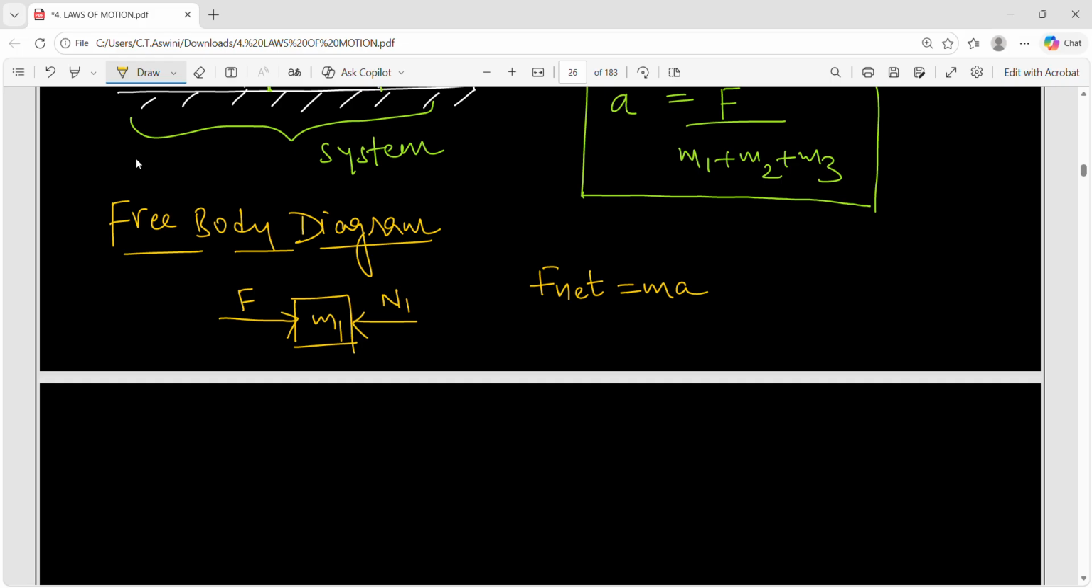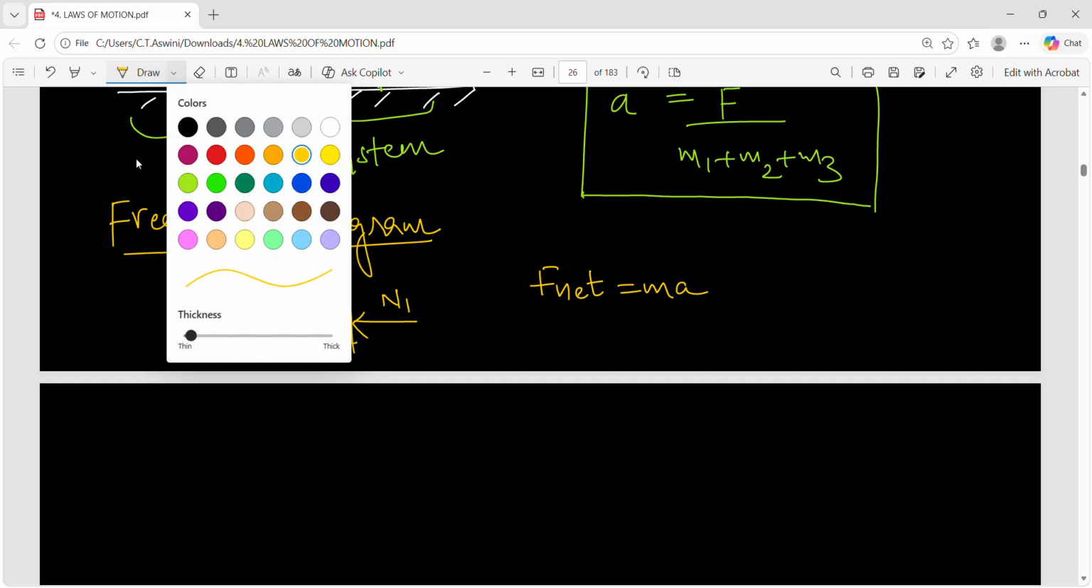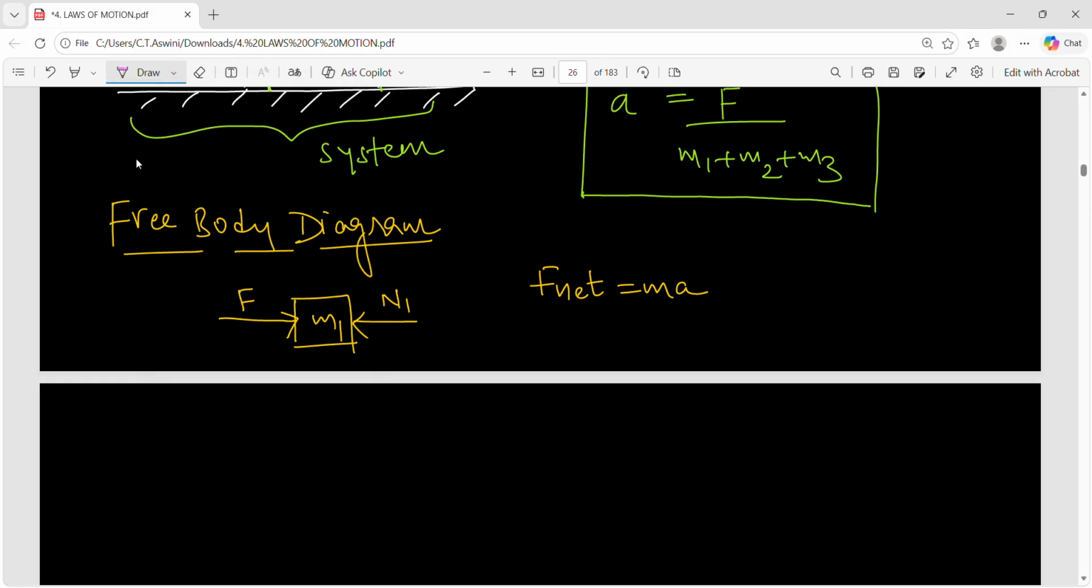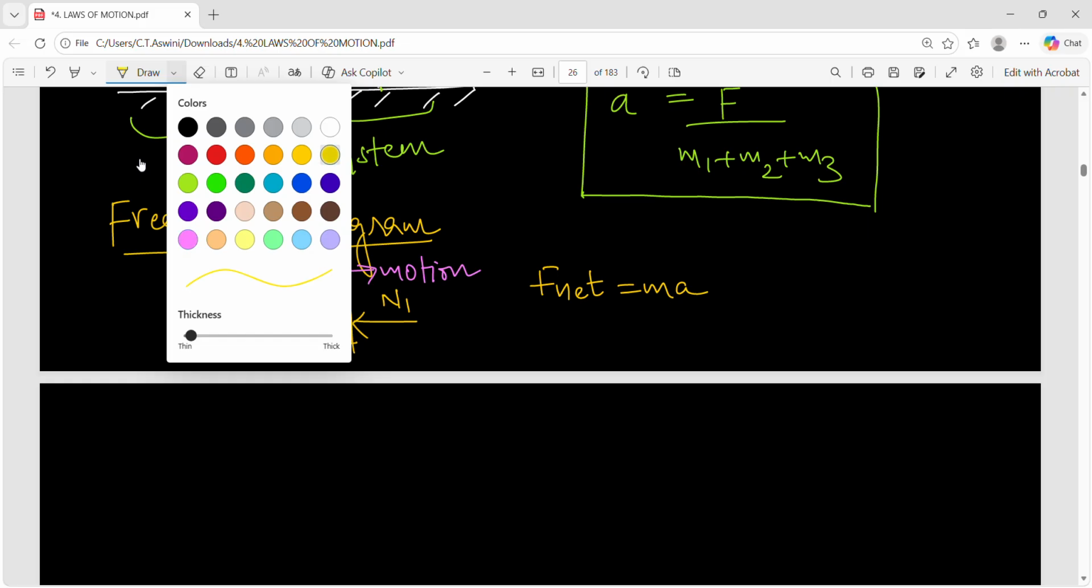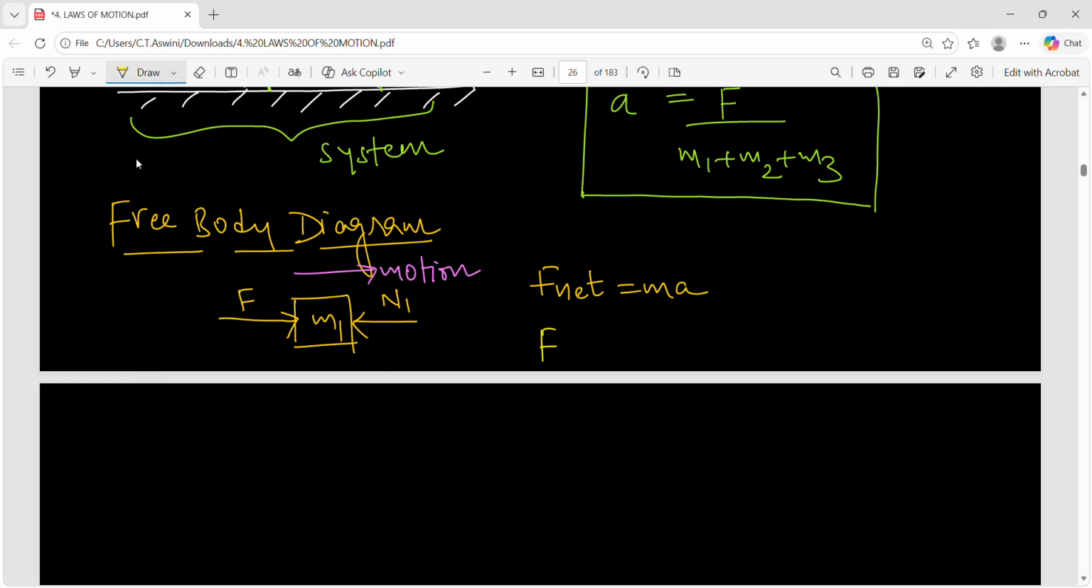And what is F net? F minus N1 or N1 minus F? How will you decide that? You have to decide that depending on the direction of motion. In this direction, the system is moving, right? So you have to take F minus N1 is equal to M1 into A, because M is M1 here. Clear with this? Similarly, if I take M3 body, I'm just isolating it.